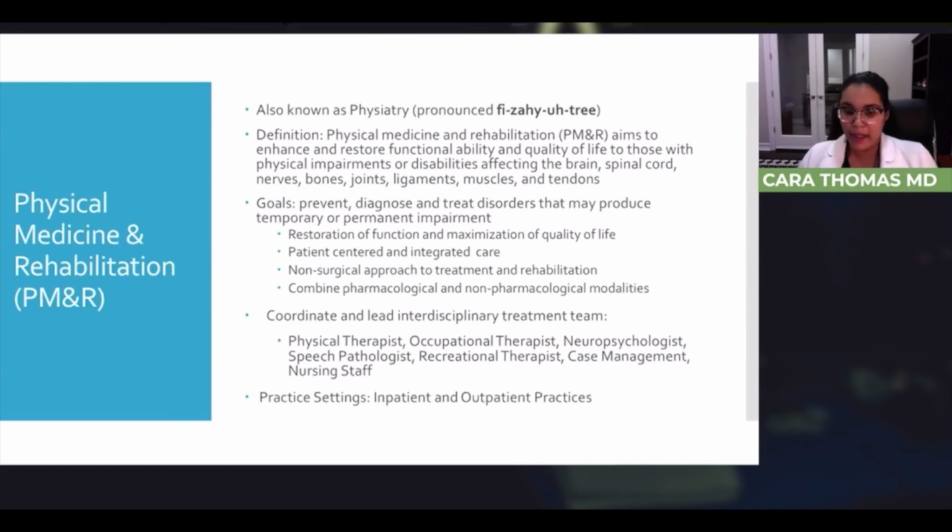And my colleagues all work in very different settings. I work in an inpatient setting, and many of my colleagues either do outpatient or a combination of the two, or really focus more on procedural work. They're in the operating room with the fluoroscopy machine, working on a lot of different procedures. So it's a pretty vast field.